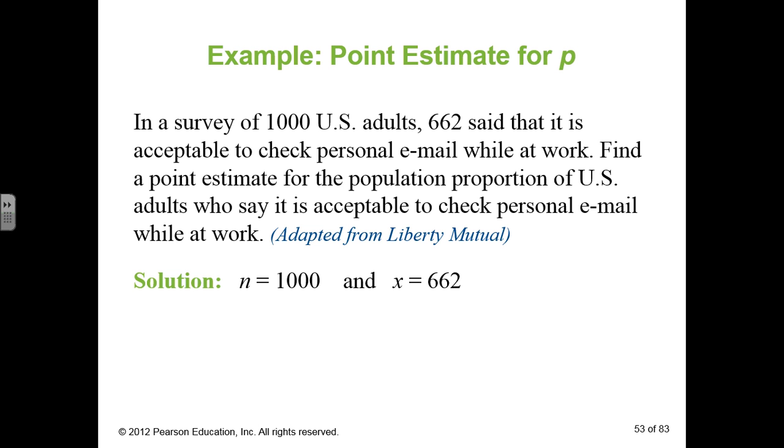Well, our sample size is 1,000, and we had 662 yeses, in other words, successes. So P hat is equal to the number of successes in the sample divided by the total sample size, which is 662 divided by 1,000, which is approximately 0.662. As a percent, move the decimal to the right 2 spots, or 66.2%.